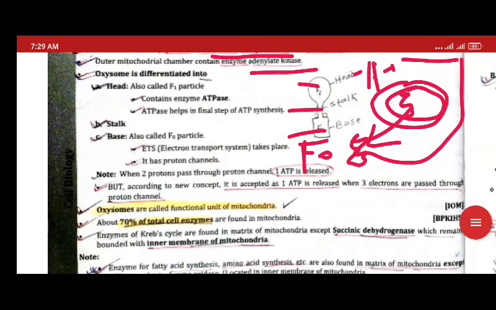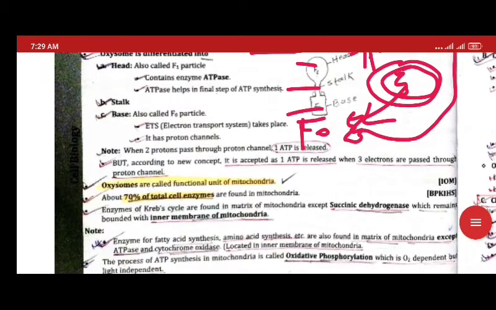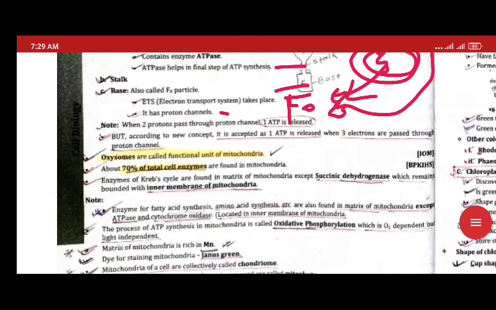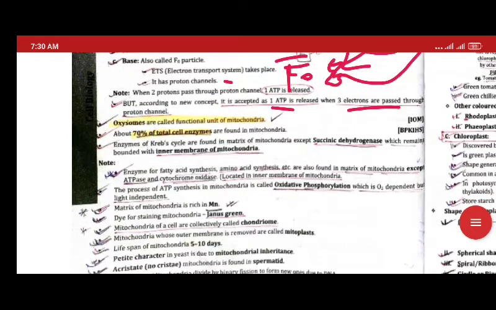Now the stalk is for what? Conduction. And the third part is the F0 part, the base, which contains the ETS system, the electron transfer system, and has a proton channel also. So proton transport occurs here. Previously it was said that 2 protons pass for 1 ATP. Now in modern theory we have 3 protons passing for 1 ATP. Now oxysome is called what? The functional unit of mitochondria.